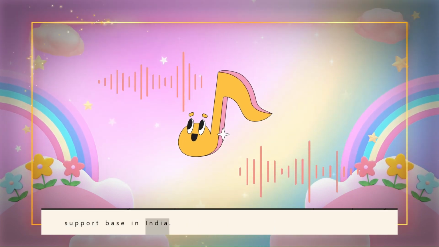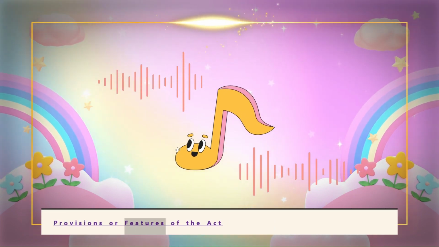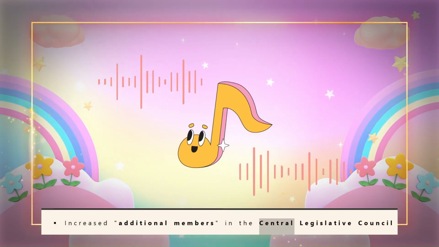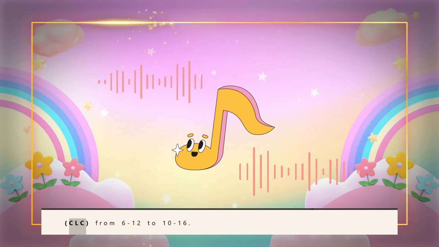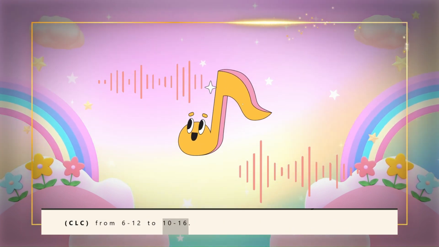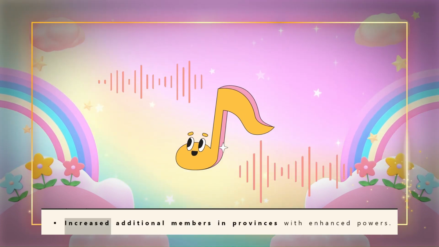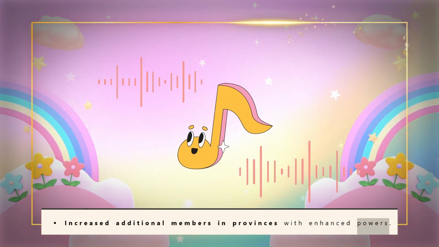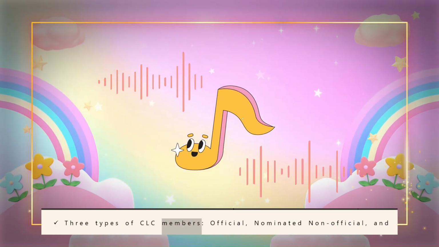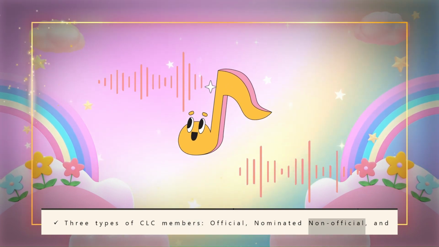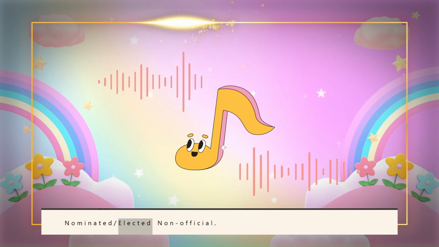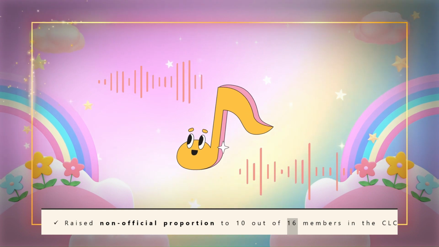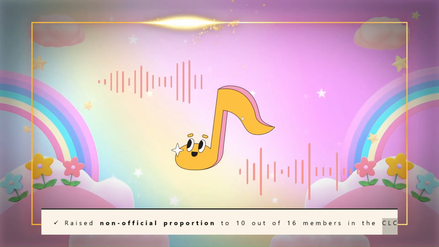support base in India. Provisions or features of the Act. It increased additional members in the Central Legislative Council, CLC, from a range of 6 to 12 to a range of 10 to 16. It increased additional members in provinces with enhanced powers. There were 3 types of CLC members: official, nominated non-official, and nominated elected non-official. The non-official proportion was raised to 10 out of 16 members in the CLC.